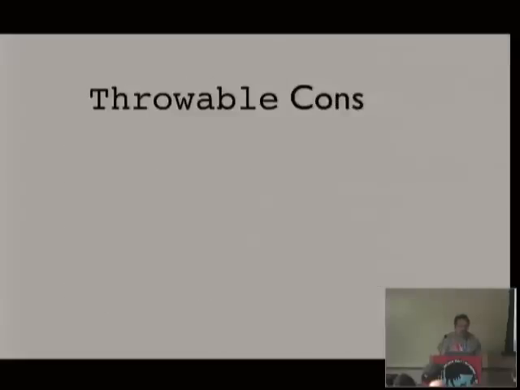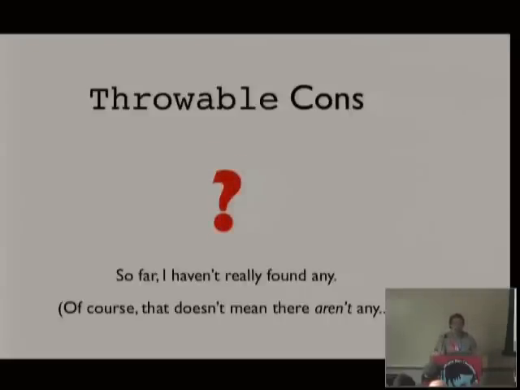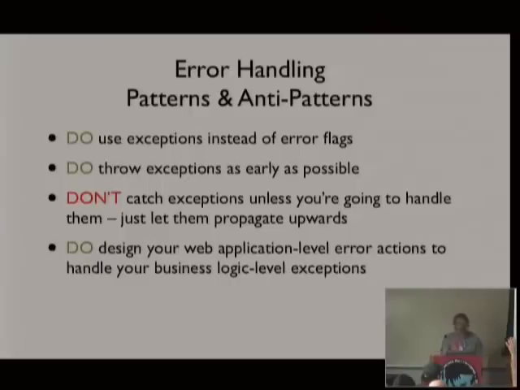I'm talking really fast. Cons. I haven't actually found any cons yet. It mostly just works. That doesn't mean there aren't any. I just might not have run across them yet. So basically, take-home message, if you're using Moose, use Throwable for your exceptions. It's great. It's awesome.